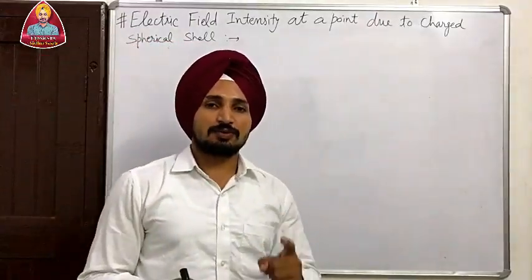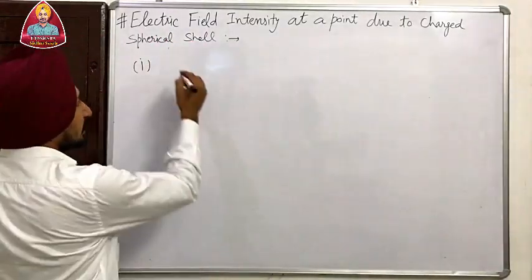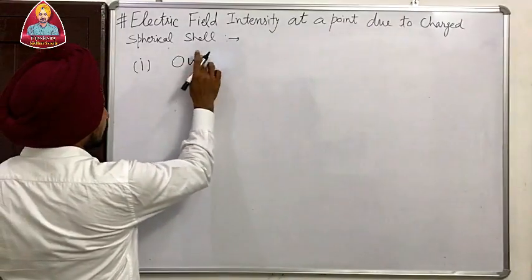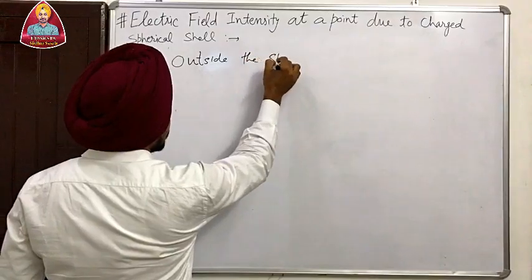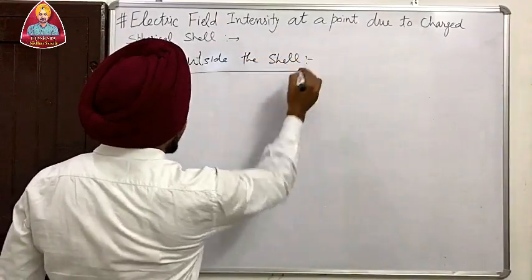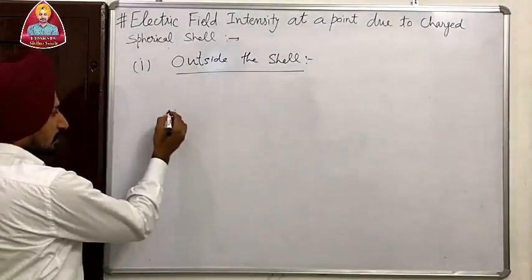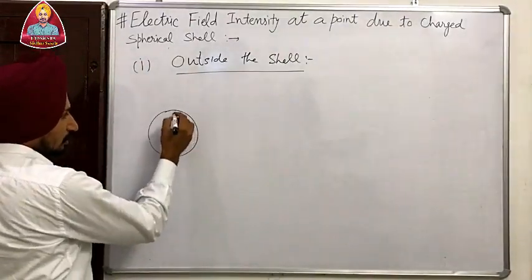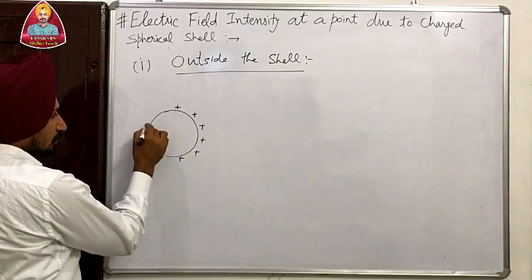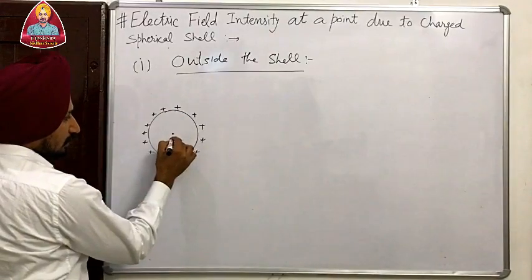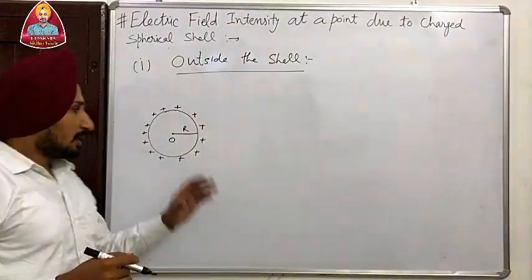Let us start with the first case, that is, we have to find the electric field intensity outside the shell. So draw a uniformly charged spherical shell of center O and radius capital R. Clear?